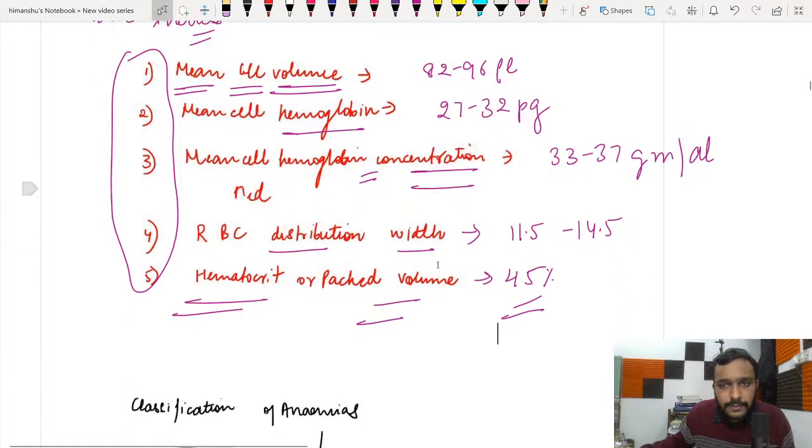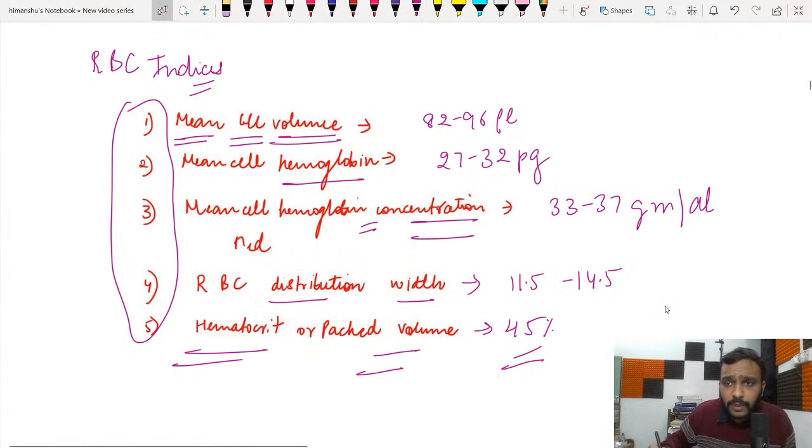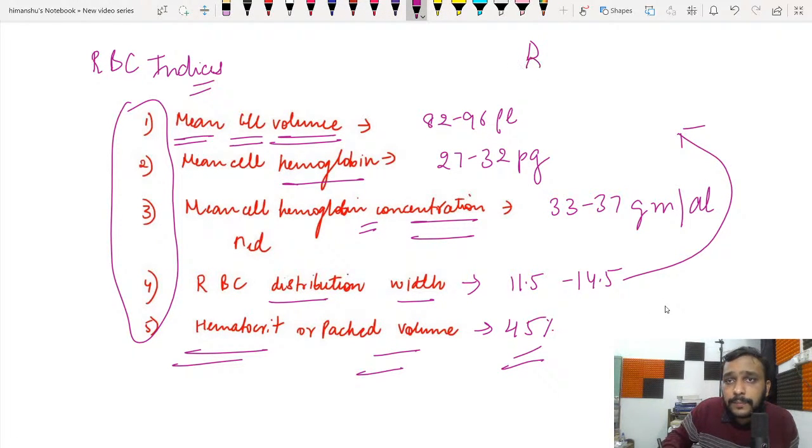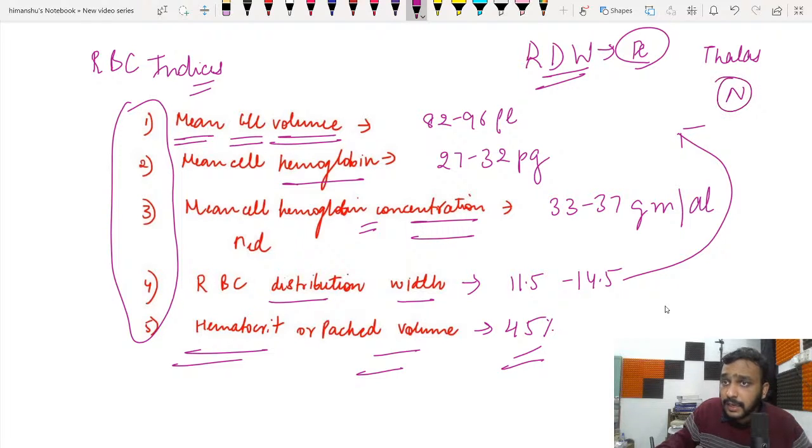Moving forward, we also need to know an important point of RBC distribution width. This RDW is used to differentiate between iron deficiency anemia and thalassemia. In thalassemia the RDW is normal, whereas in iron deficiency anemia the RDW is increased. Just remember this fact.